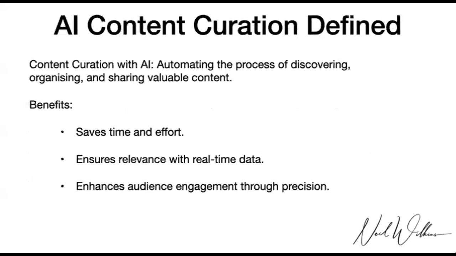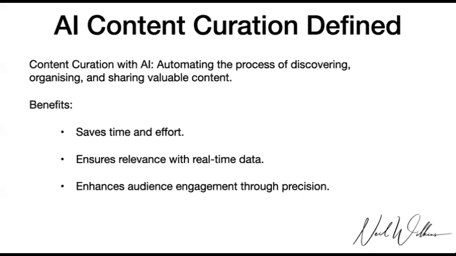Content curation is trying to, with AI, automate the process of discovering, of organizing and sharing valuable content. So this can come into that point P in the rule of thirds. And of course, this will save us time and effort and energy. It'll make sure that our sharing of information is relevant because the data is going to be more real time than if we have to go out there and do it, because often that takes time and it goes out of date quickly. And also, it's going to ensure that our audiences are seeing enhanced engagement because it's precise, because it's so much more targeted based around these really tight briefs.